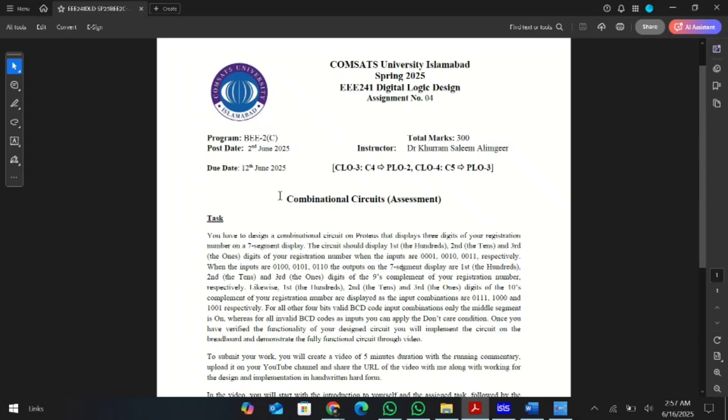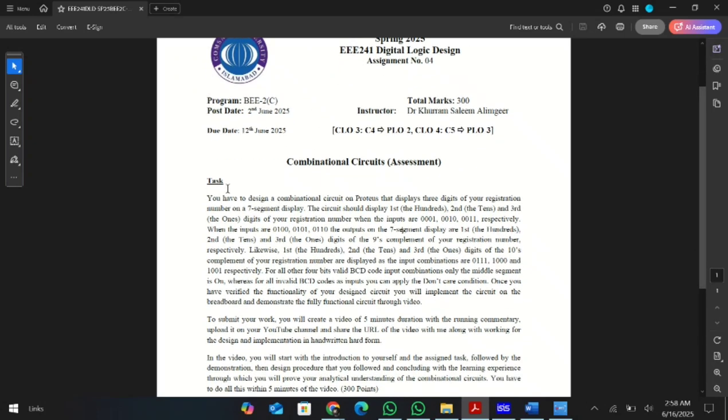This is an assignment of a digital logic design, and it's a pretty simple assignment. In this assignment, we would be displaying our registration number, its 9's complement and its 10's complement on the 7-segment display, and our inputs would be 4-bit binary numbers.